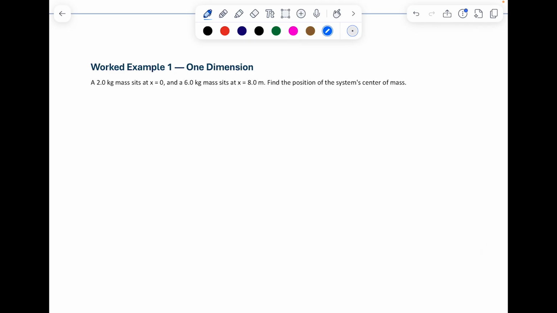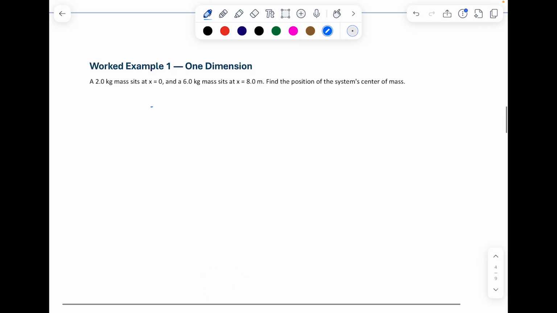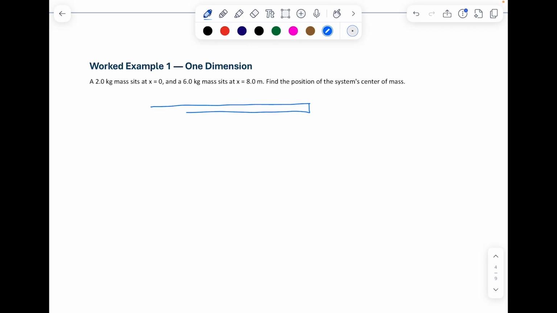So we've got a 2 kilogram mass. I've got to draw, this is a 1-dimensional one. We're going to assume that this object is massless, but I've got something sitting at X equal to 0, and that's 2 kilograms. And then 6 kilograms is at 8 meters. So at 8 meters, I'll do that up here, we have 6 kilograms. Where is the center of mass?